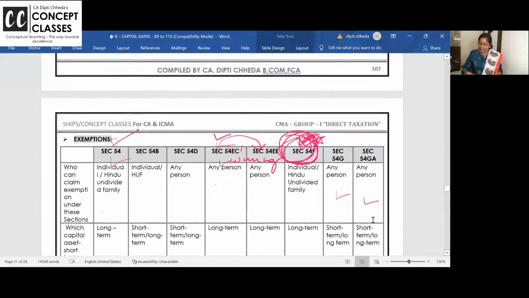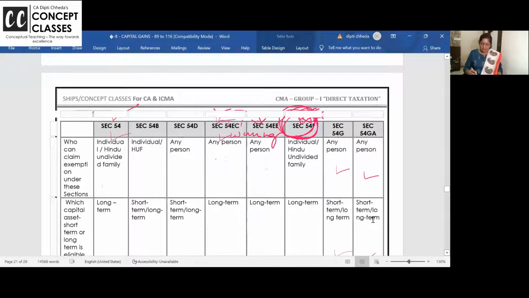Left to right. Why am I doing left to right? See, who can claim the exemption? 54, only individual, HUF. The agricultural land one as well. 54D is like business, no? Shifting of land and building. Any person, any person, any person. Wherever business is there, any person.